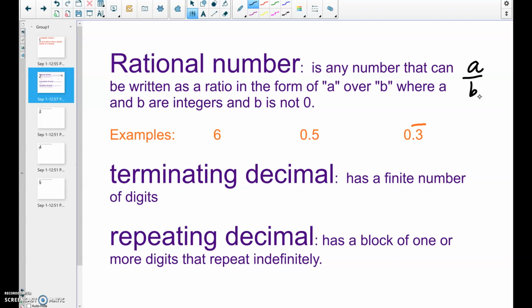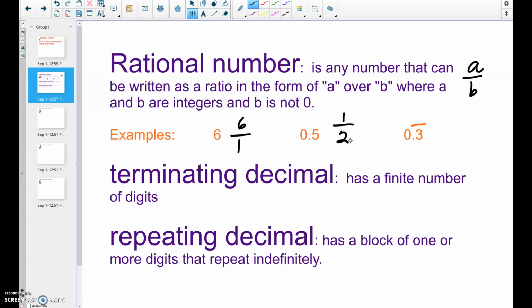Some examples of rational numbers are this number 6, because can we write 6 as a ratio of 6 over something? Well, we can write it as 6 over 1, and then it's in the form of A over B. Now 0.5 is a decimal. Can we write that decimal as a ratio? Most of you know that 0.5 represents the fraction 1/2. So we would have 1 over 2.